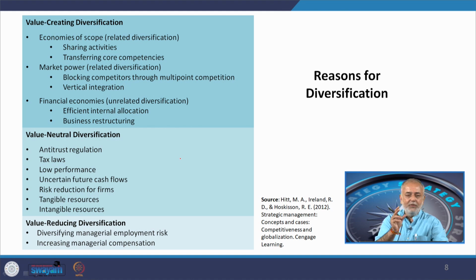And when we talk of value, value is a number basically. In one word, if you want to decipher value, it is a number. So largely as of now, just think of it as a number. Value neutral diversification: antitrust regulation, tax laws, low performance, uncertain future cash flows, risk reduction for firms, tangible resources, intangible resources. So these might not increase that number somehow, but you have to go for diversification at one point of time or another.